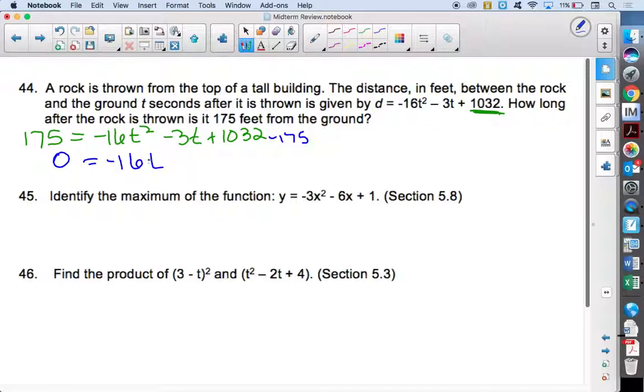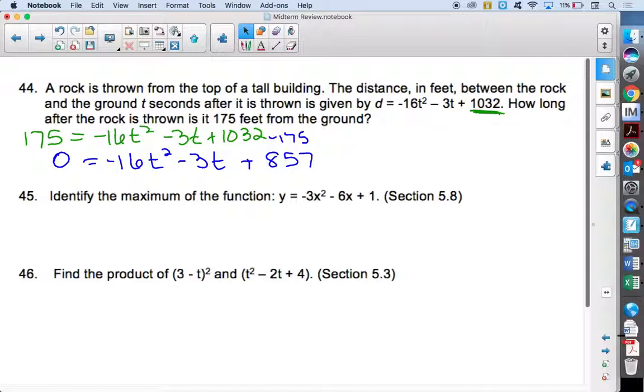Set it equal to 0. So 1,032 minus 175 is 957? 857. And then again, this is another quadratic formula problem. So you have your a, b, and c. The numbers are going to be a little bigger. But it gives you a second chance to practice that quadratic formula. So two problems in a row there are involving the quadratic formula.